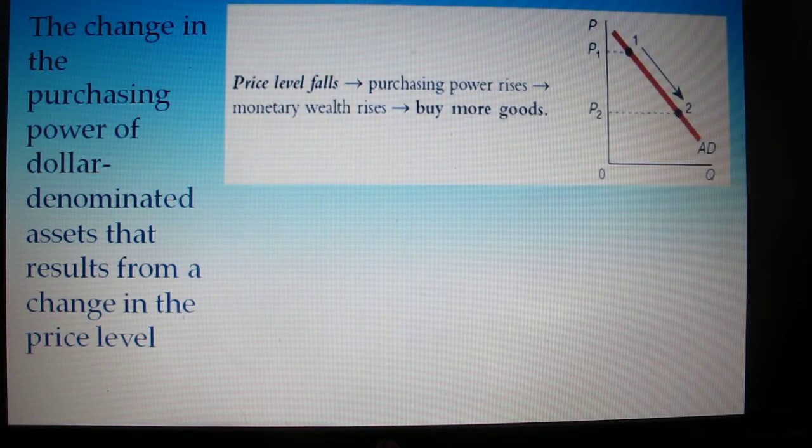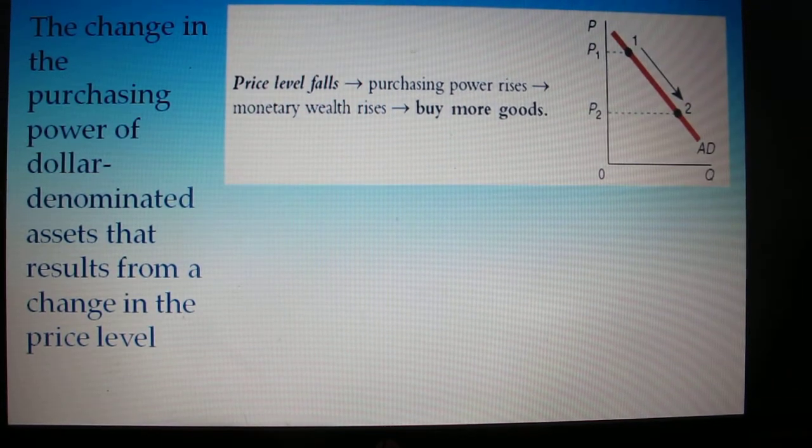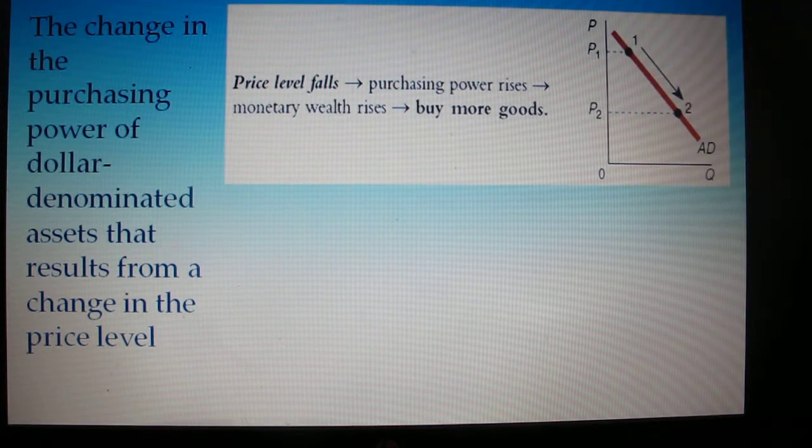First, the real balance effect. This is the change in purchasing power of dollar-denominated assets that results from a change in the price level. So let's get a little bit more specific here. Let's just say the price level falls. What happens? Well, our purchasing power, the money that we do have, rises if prices fall across the board. Therefore, in a sense, our monetary wealth rises, and because of that, we can buy more goods and services. And hence, that's why we see a downward sloping curve.